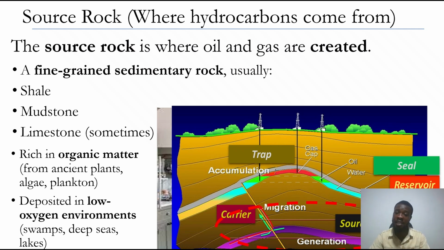Also, one other element that we need is temperature. We all know in order for you to cook, you need heat. And so heat is one of the key elements that should be present in the source rock to aid the generation of hydrocarbon. We also need pressure as well.